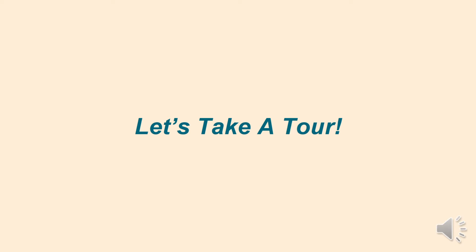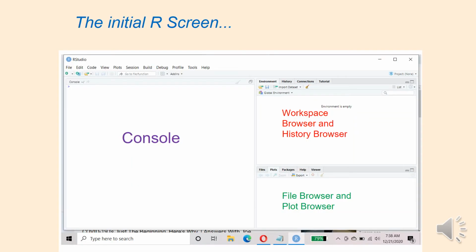And this is the integrated development environment that you will see when you start up RStudio. You'll see three windows. Left-hand side is the console. Right-hand side is the workspace browser. Upper right-hand corner, workspace browser and history browser. Workspace is also called the environment. Lower right-hand corner is file browser and plot browser.